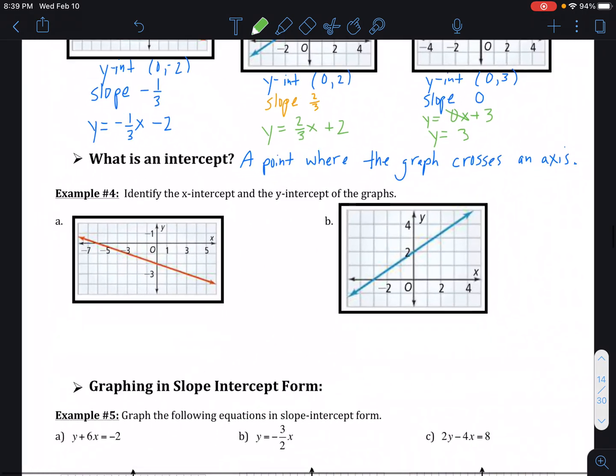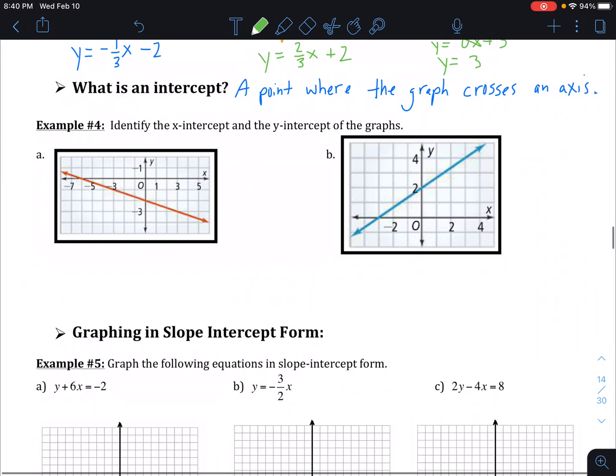Okay, next up we're going to learn what an intercept is. What is an intercept? It is a point where the graph crosses an axis. Due to time, I'm going to talk very fast here to speed it up because Edpuzzle may cut off the length of my videos. Therefore, if you ever need to pause and rewind, just do so within the Edpuzzle itself.